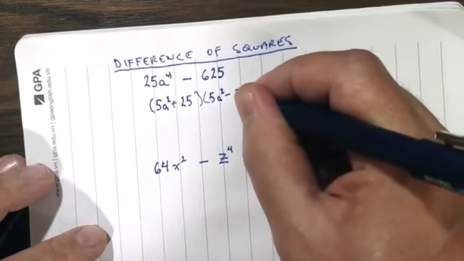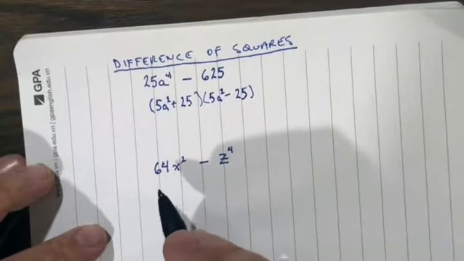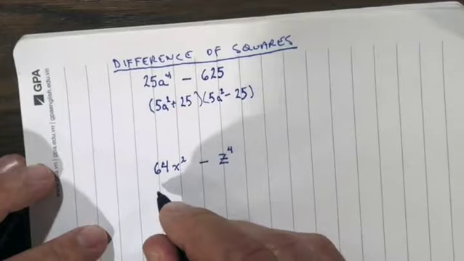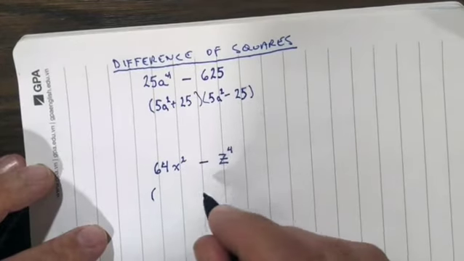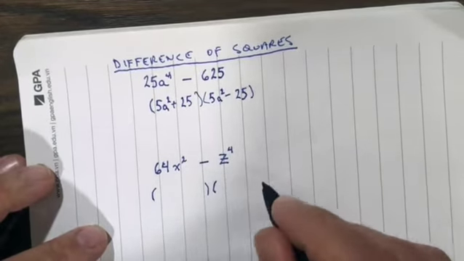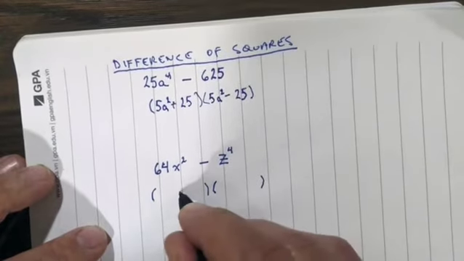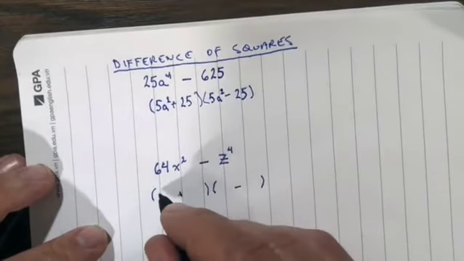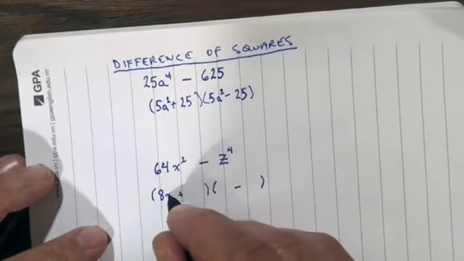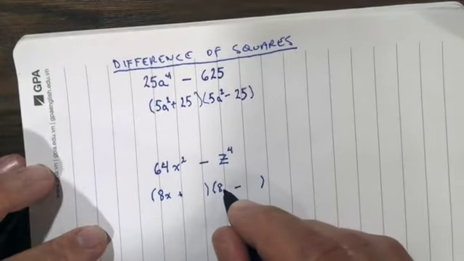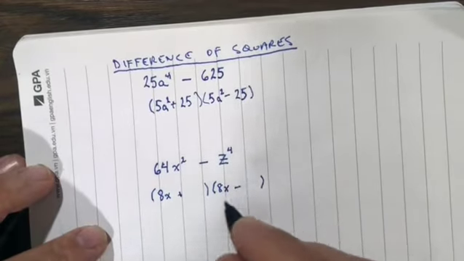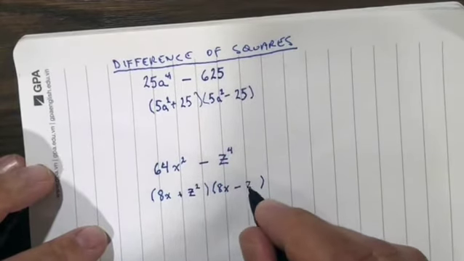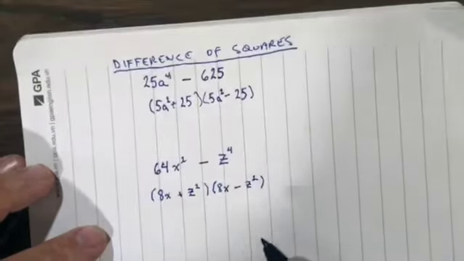We're going to go through the same process because we can recognize that we have two terms, each of which has an easy square root, separated by a negative. So two sets of parentheses, like we did last time. One positive, one negative. One positive, one negative here. The square root of 64x squared is 8x, 8x. And the square root of z to the fourth is z squared, z squared. Okay, and those are completely factored.